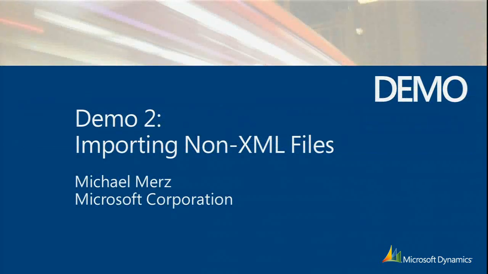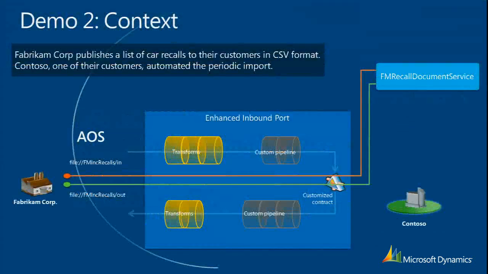Let's move on to the second demo. Let's assume we want to import non-XML files, and we have a little scenario here. Let's assume there's a company called Fabricam, and that's a car company. It wants to recall cars once in a while when they detect a defect with their cars. So what they usually do is publish to all their customers a list, a comma-separated value file that contains the VINs, the vehicle identification numbers, for all the cars that they want to recall.